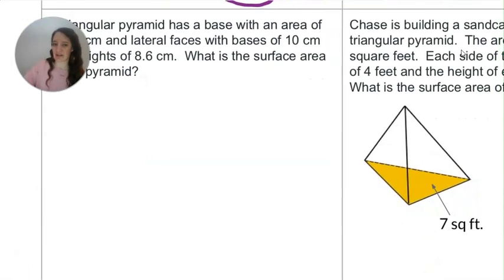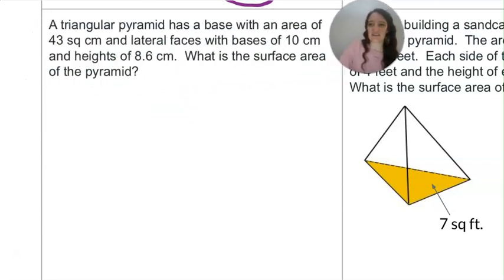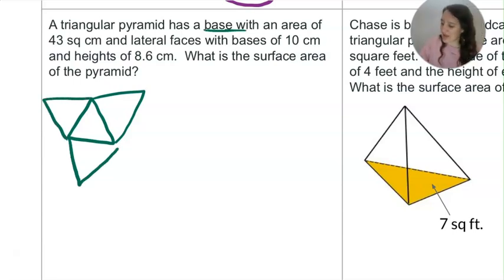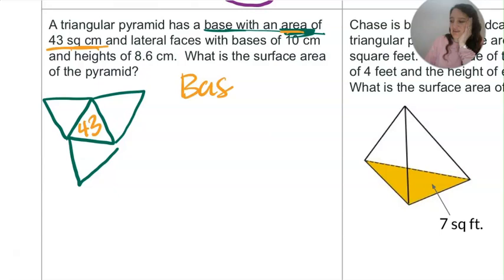A triangular pyramid. Now, I don't have a picture here, so I am going to draw it out. Triangular, there's the name of our base, pyramid, has a base with an area of 43 square centimeters. So they already found the area for me. I already got the base, 43 square centimeters. I didn't have to do anything else.